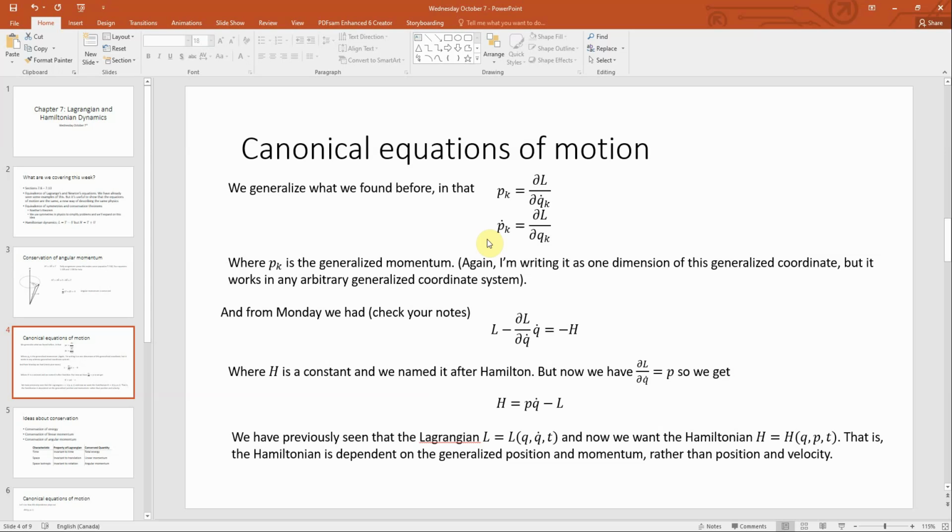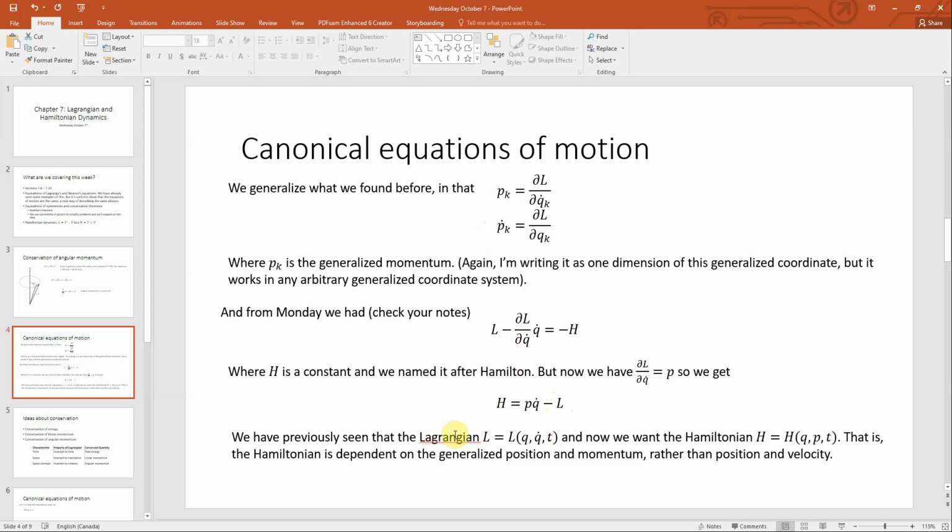And on Monday, when we were deriving the Hamiltonian, we got that the Lagrangian minus the derivative of the Lagrangian with respect to velocity times the velocity ends up being a constant, and we call this constant the negative of the Hamiltonian. We also have that from above, ∂L/∂q̇ is equal to p. So we can replace that here with H is equal to p q̇ minus L.